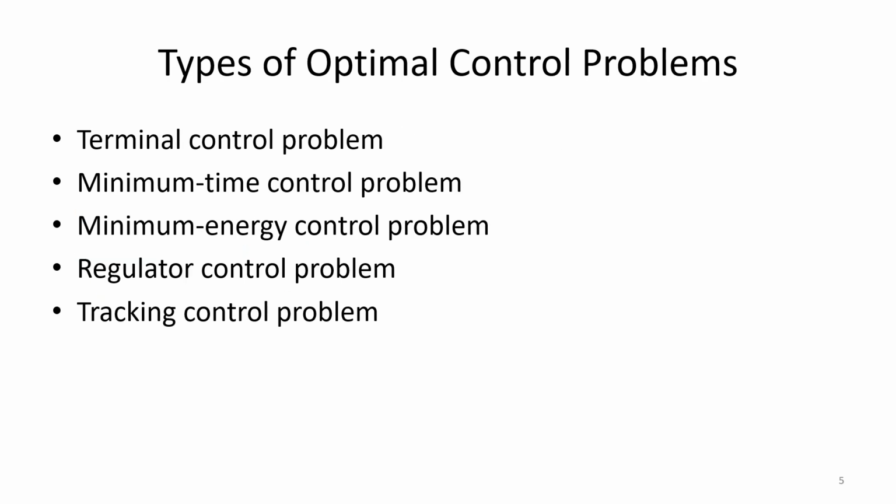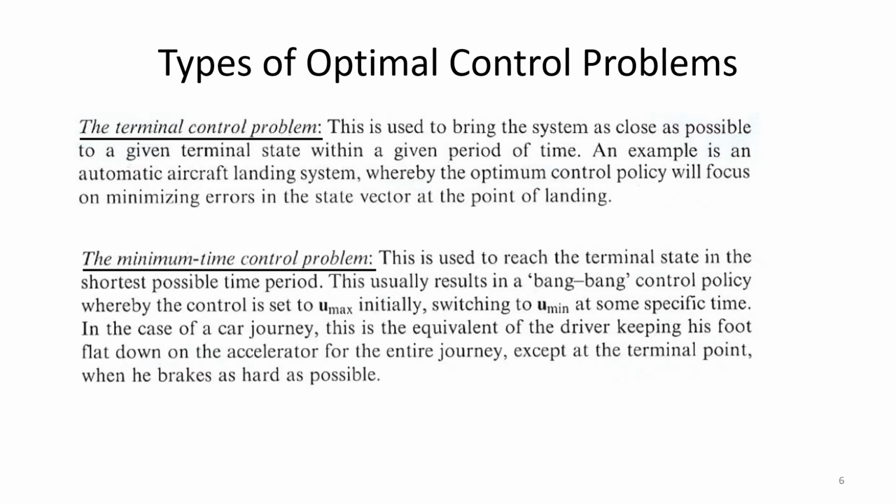So these are the basic five control problems: terminal control problem, minimum time, minimum energy, regulator, and tracking. The first one is terminal control. For example, if you want to land an aircraft properly, that is the automatic aircraft landing system, whereby the optimal control policy is focusing on minimizing error.